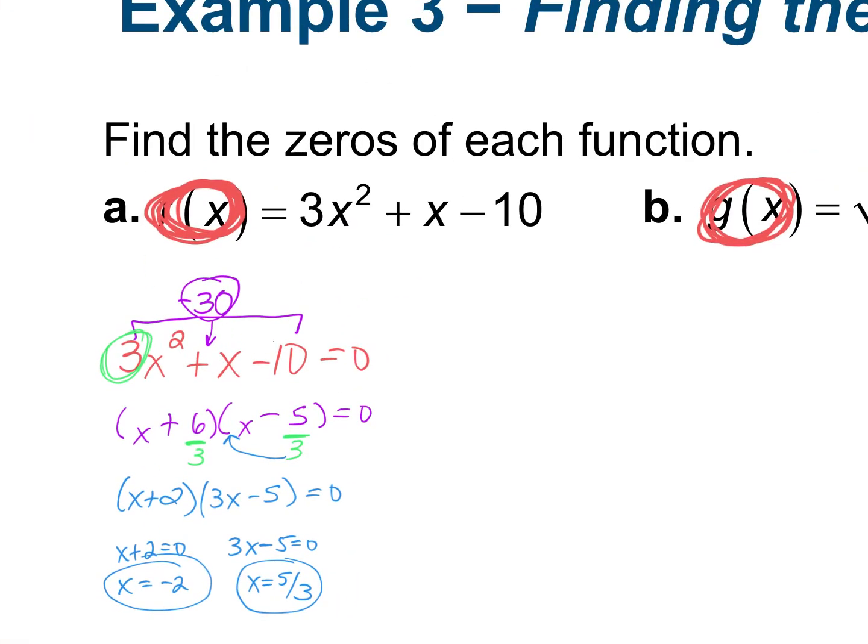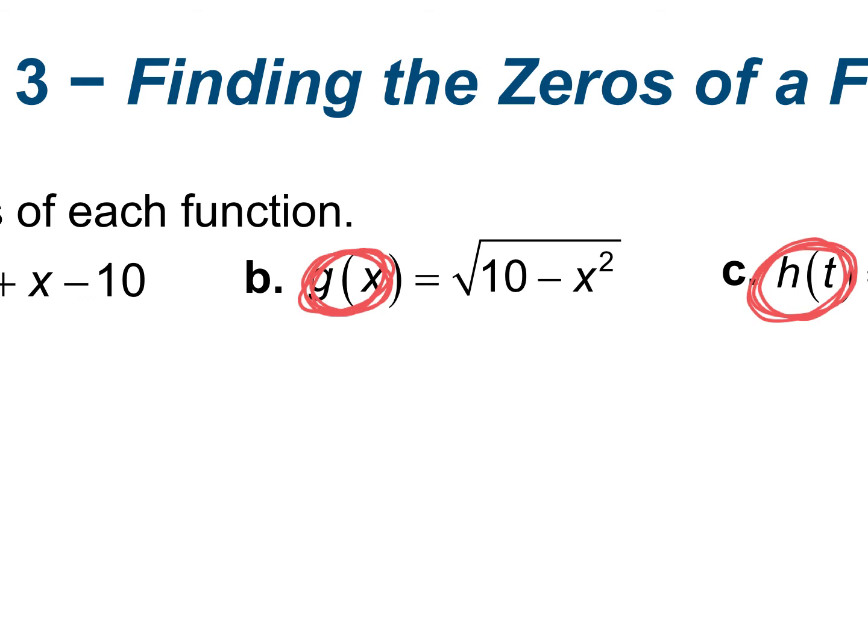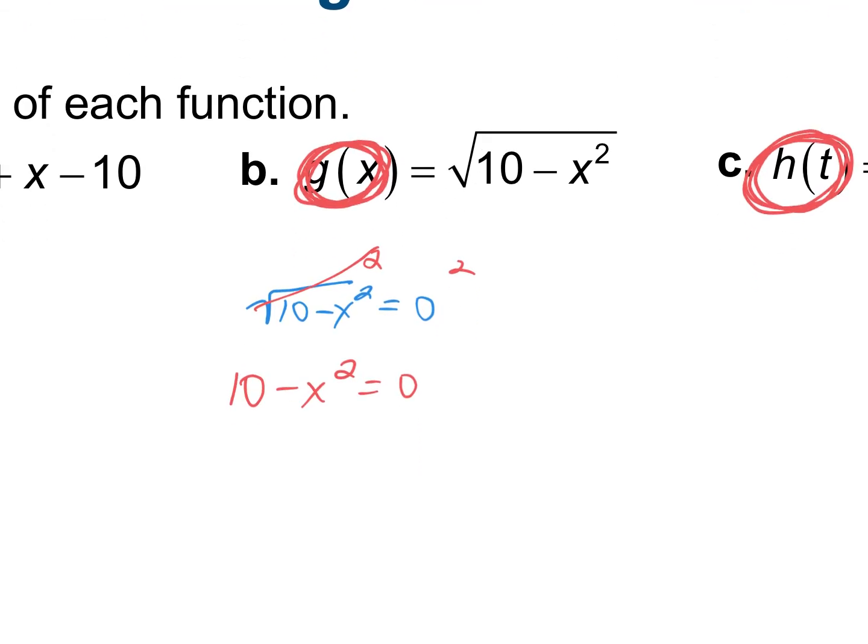All right, here we go. Look at the next one. I have the square root of 10 minus x squared equals 0. How do we solve a square root equation? You square both sides, right? When you square a square root, it cancels out. So I have 10 minus x squared equals 0. Now what?